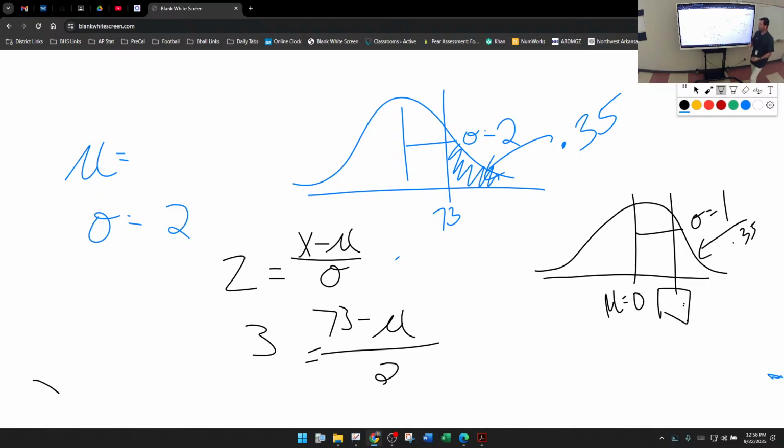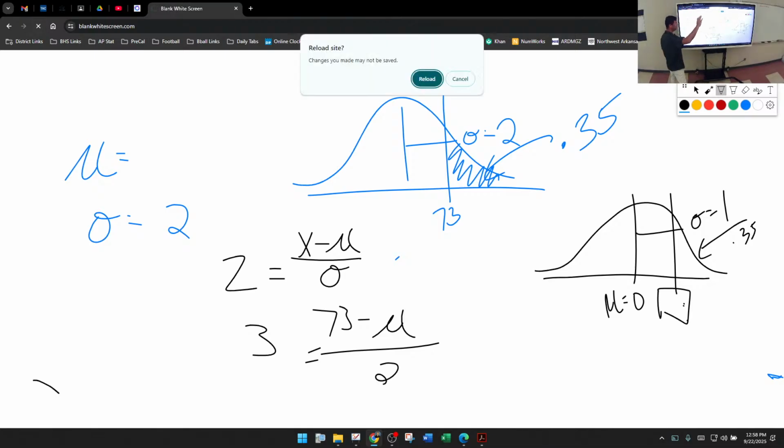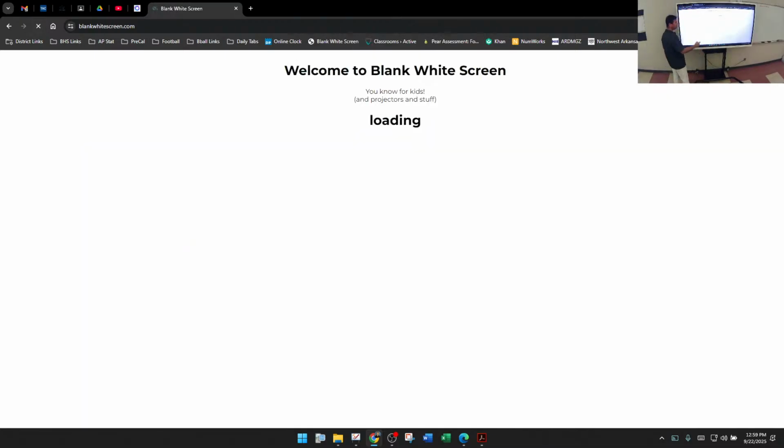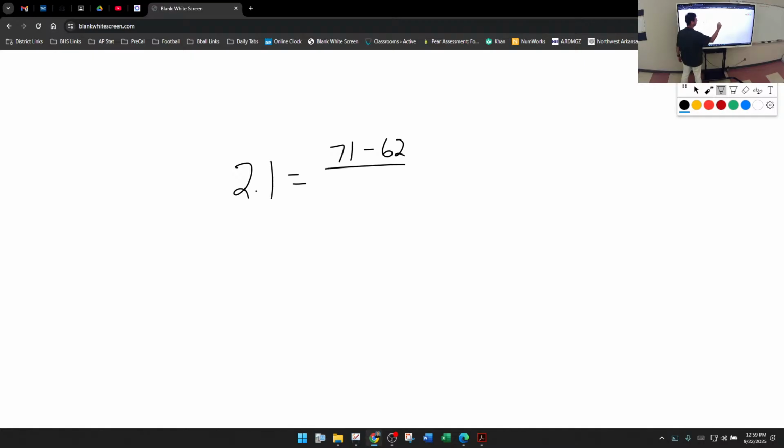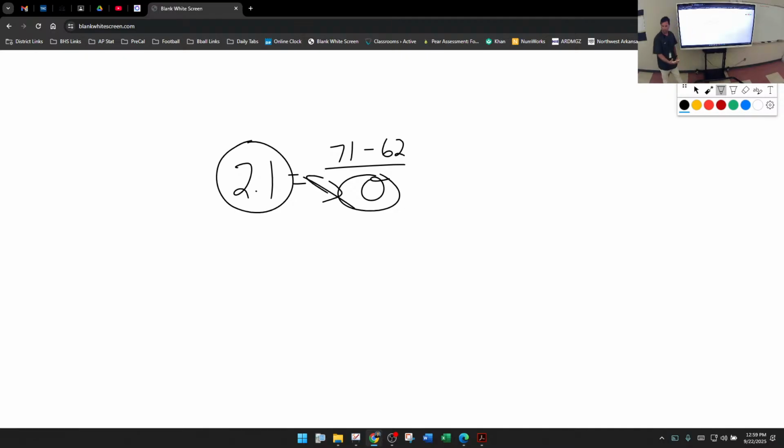Okay? And just make sure you guys know algebraically, I know it's been a while for some of you. If I'm looking for the standard deviation, let's say the z-score is 2.1, and let's say that that's 71, and let's say that this is 62. I just switched these two. You're multiplying both sides by the variable and dividing both sides by 2.1. But if you just switch those two, then that finds it really easy.